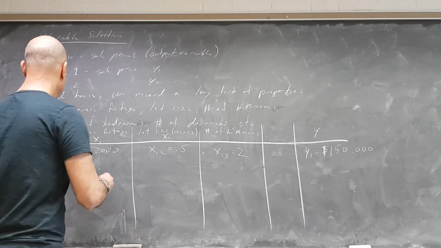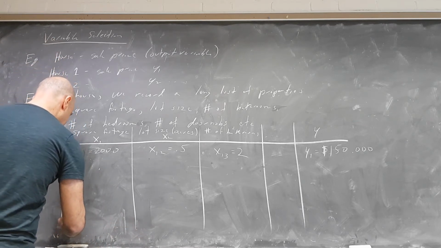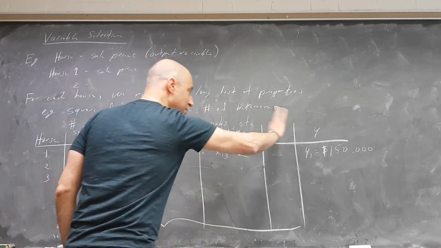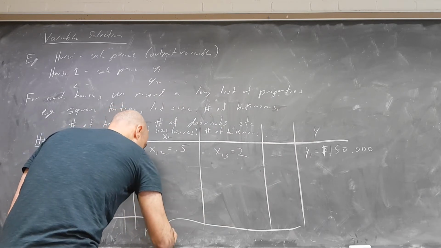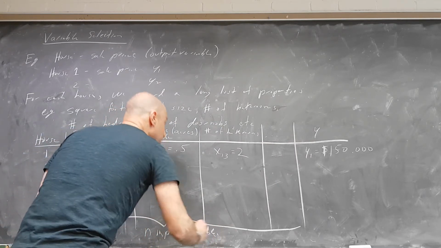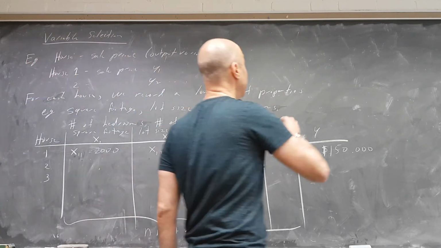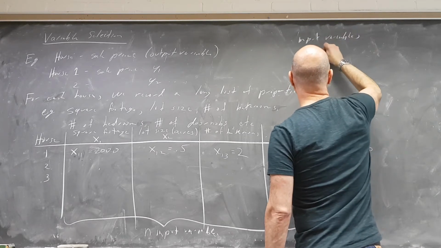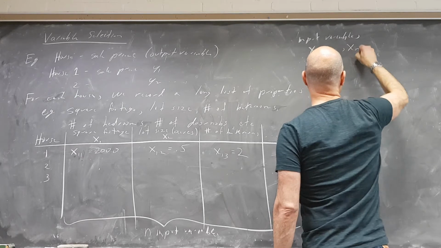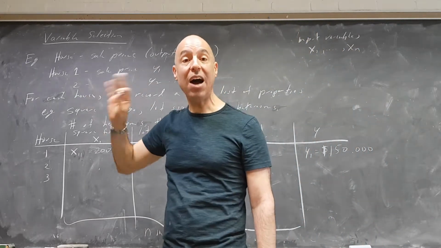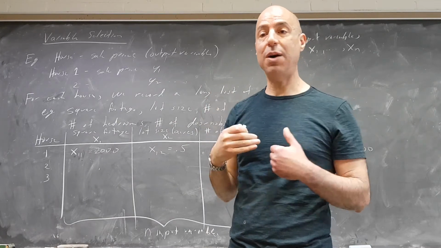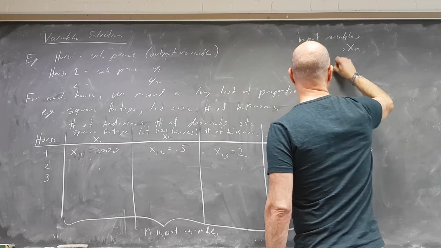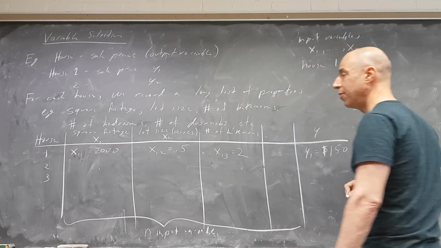Now, let's say we have n input variables. So there are n columns before our y. So our input variables are x1 to xn. And let's say we have m houses. Remember in our last video, m was the number of data points. So house 1 through m.